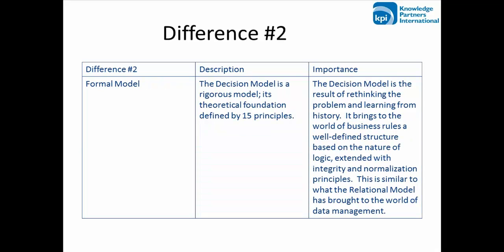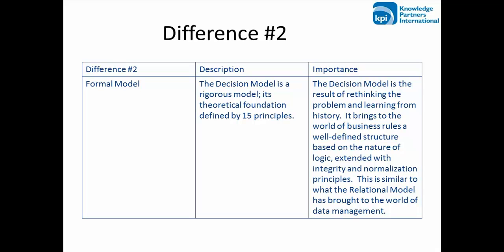The second difference, of course, is the fact that we now have a formal model and not simply a list of business rules or various options, decision trees, decision tables, etc. The description here states that the decision model has a theoretical foundation of 15 principles that govern its integrity, and those are in the book. We're not going to go through those here, but it means that any decision model adhering to all 15 principles is operating at the highest level of integrity and is devoid of errors, inconsistencies, and redundancies.